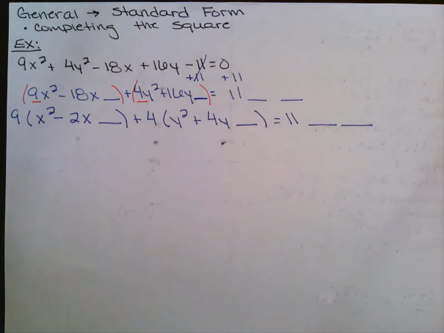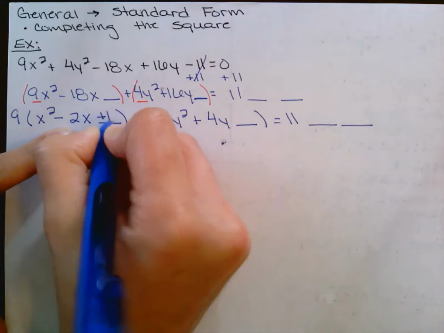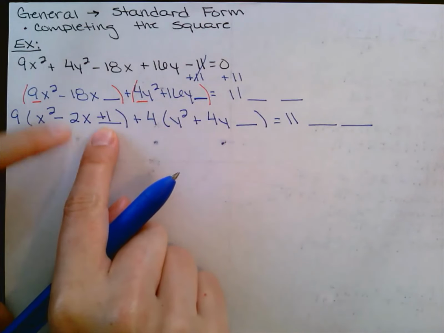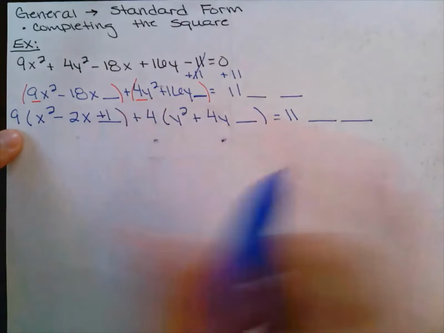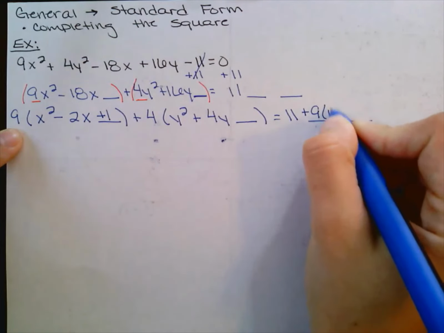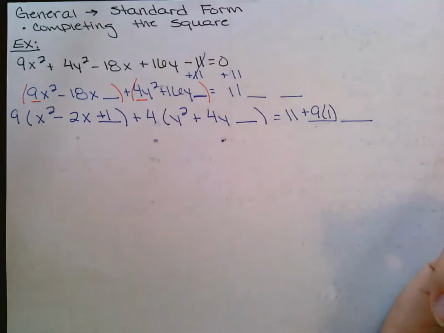Now we're going to complete our squares as always. So I know that half of a negative 2 is a negative 1. Negative 1 squared is a positive 1. Now, I added a positive 1 here, but please remember that that positive 1 is technically being multiplied by that 9. So when I add it to the other side, I have to say 9 times 1. Here's the newness of this, okay?